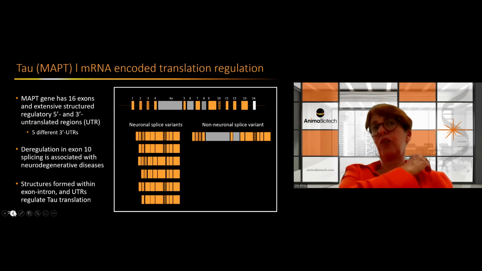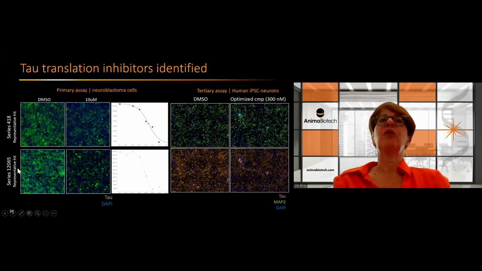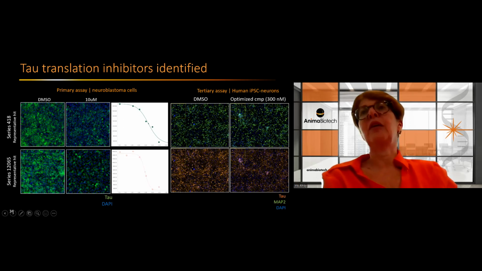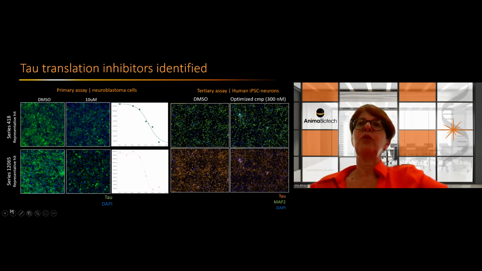In our neurobiology project, we look at tau protein, and using exactly the same modality, monitoring tau translation, we were able to identify 2 different series that inhibited very efficiently in a dose-dependent manner the tau protein in the initial primary assay, neuroblastoma cells that we've used. And also recently, we've shown that using primary human-derived iPS neurons, the compounds were able to very efficiently inhibit, at 300 nanomolar, this is an optimized hit, tau accumulation without affecting neuronal health, which is measured by MAP staining and DAPI staining.